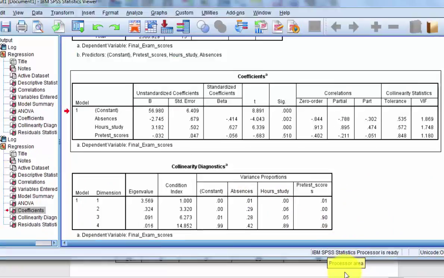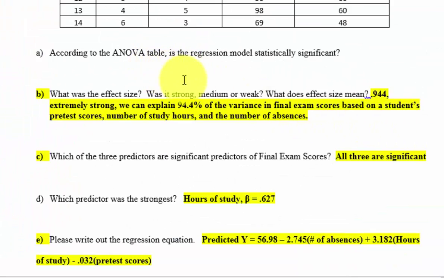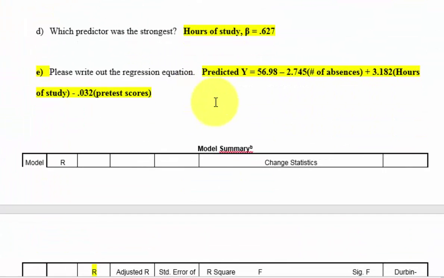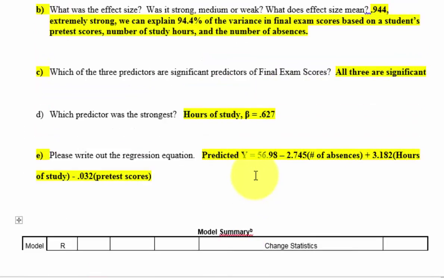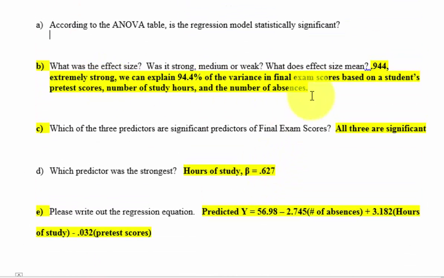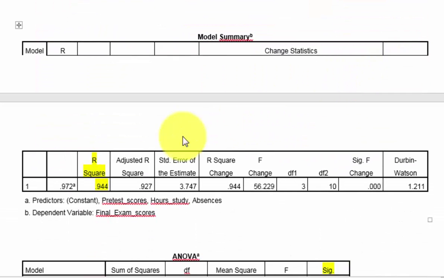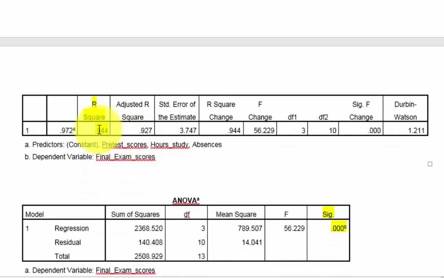Hold on real quick. Okay, the regression model was significant, right? The F score was huge, 56. That's crazy. And the p-value is less than 0.05. What was the effect size? It was 0.944. That's R squared, right? Boom. It's also called the coefficient of determination, but it's the effect size. What percent of the DV can you explain with your model?